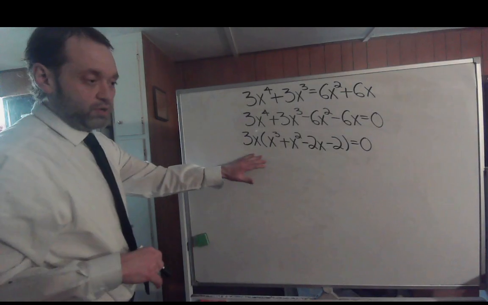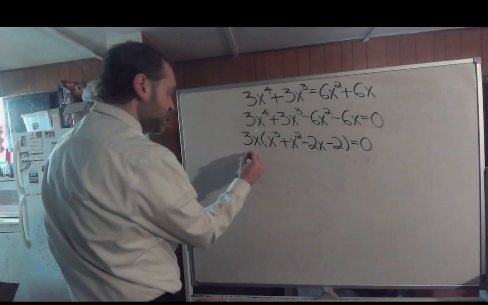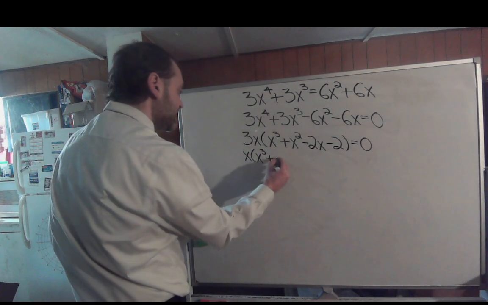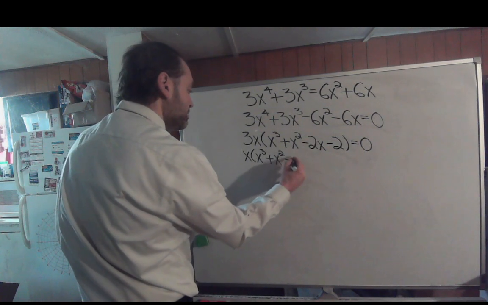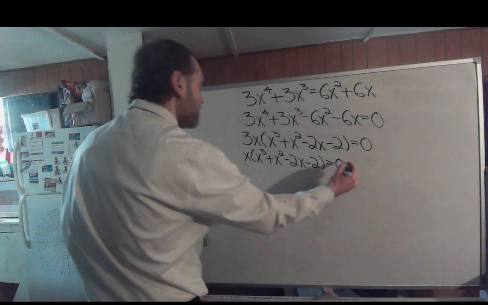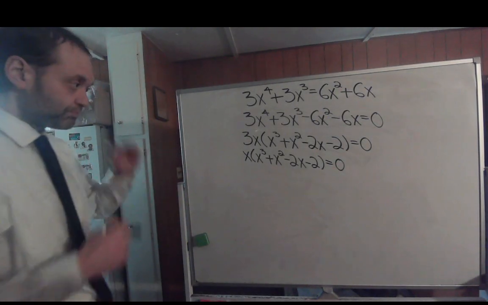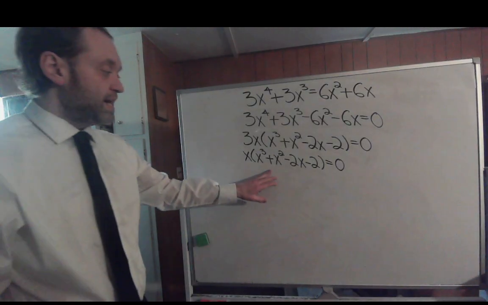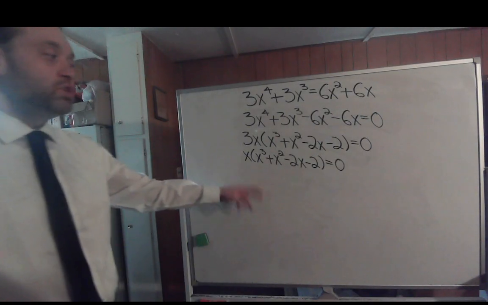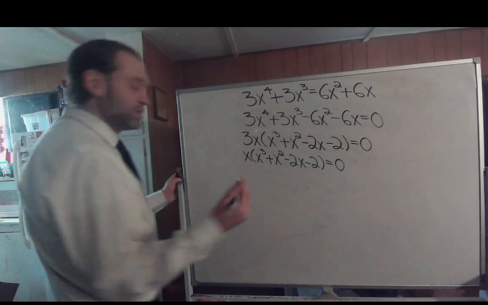Well, you can divide both sides by 3 to just get x times x to the third plus x squared minus 2x minus 2 equal to 0. All right, now look inside your cubic factor. You can factor that by grouping, right? So let's make some brackets.